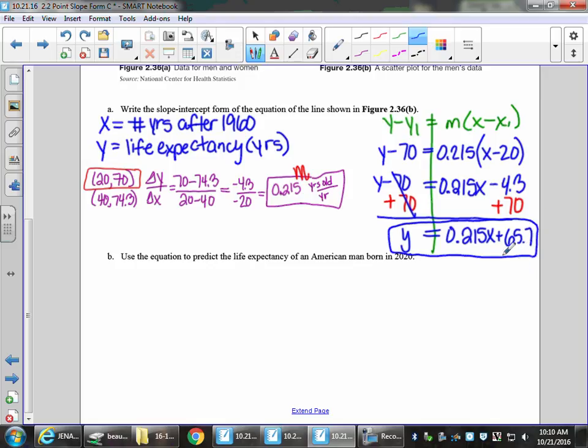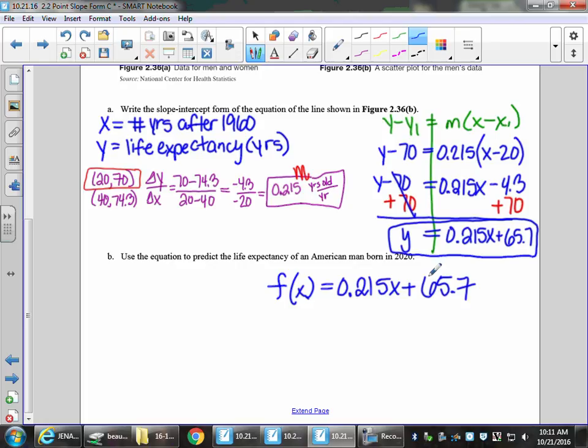The follow-up question says, use the equation, this one we just found, to predict life expectancy of an American man born in 2020. How are we going to figure that out? Well, we have this model. We want to be able to use this. Just somehow we can use this to do it. We said use our equation, right? This is my equation.